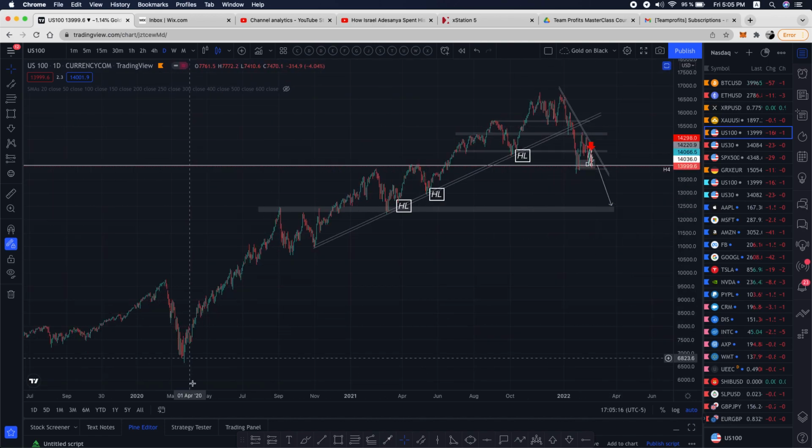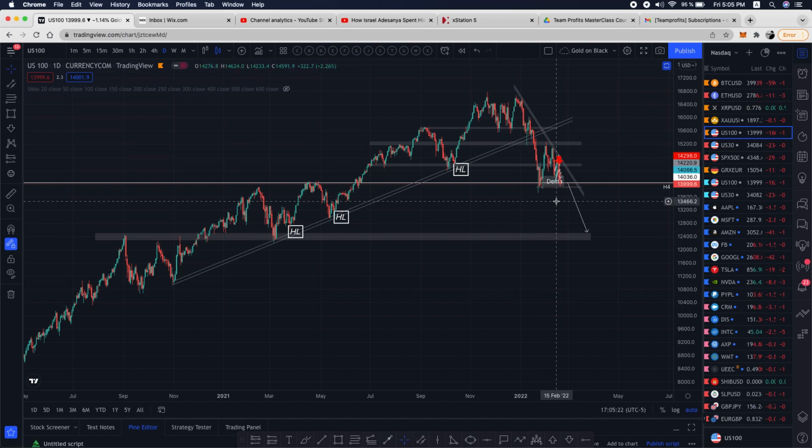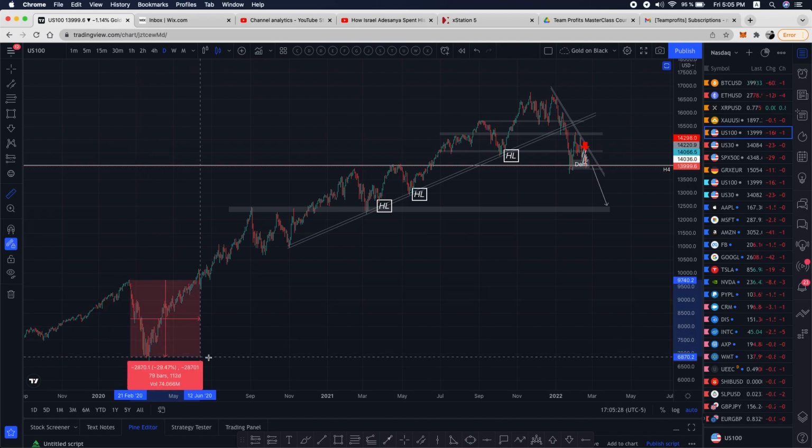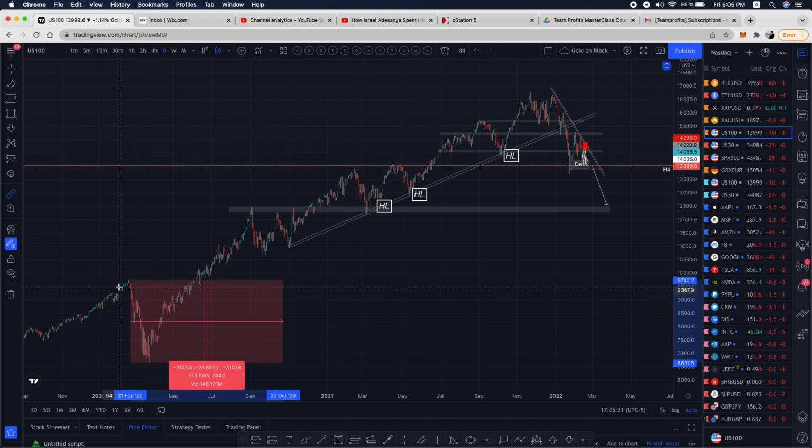Do you remember this crash right here? This is coronavirus exploding. Right now, this entire drop is almost replicating the size of that drop. So how many pips from that top to the bottom? Pretty much, where is it? 3,102 pips.